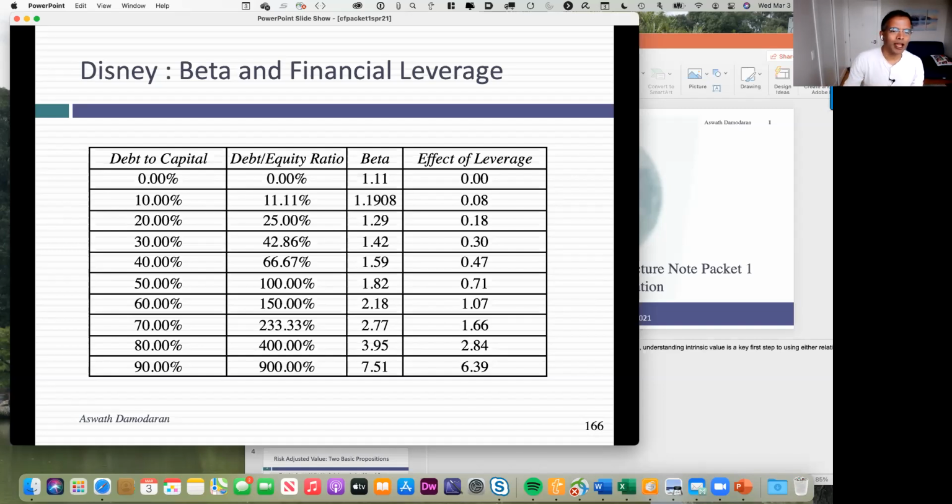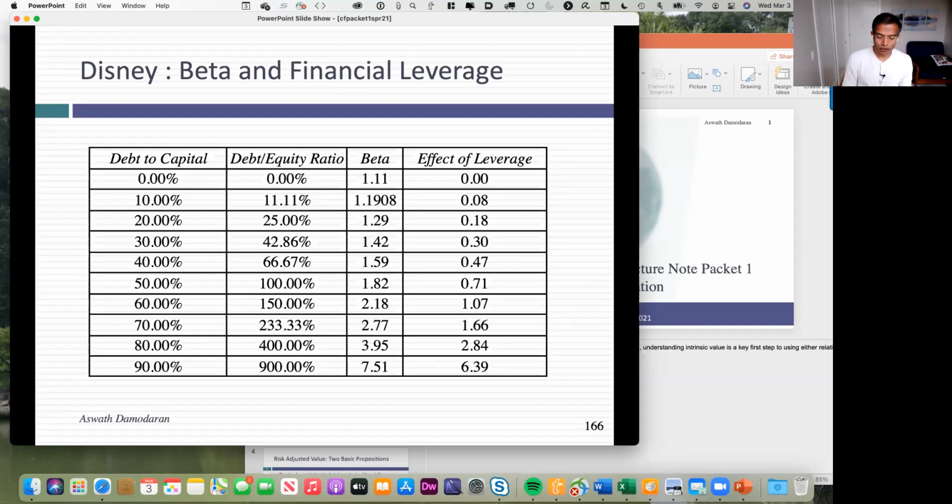Divvy it up among debt and equity, divide the debt by the equity, you got the debt. You say, why do I need a debt to equity? Because the levered beta equation, unfortunately, is built on a debt to equity ratio. With that debt to equity ratio, take a look at what happens to my beta. When I have no debt, my beta is 1.11, my unlevered beta. When I have 10% debt, 90% equity, it becomes 1.19. As the debt ratio rises, my levered beta goes up.